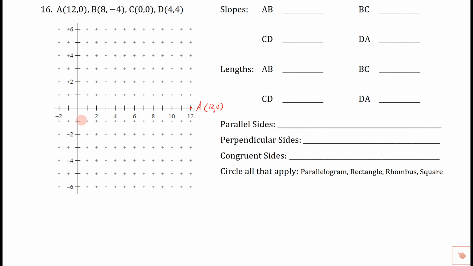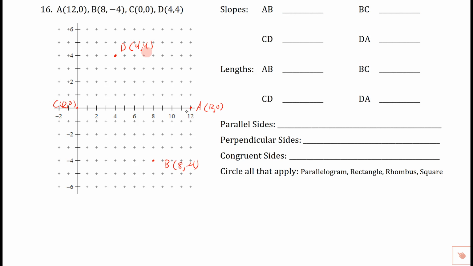B is at 8, -4. So 8, -4. Again, checking out the scale right here because notice it's a little bit different on each one. They at least look a little different. So this is going to be B, and that's 8, -4. And then C is at 0, 0. So we'll put C right here. C is 0, 0, and then D is 4, 4. So 4, 4 is going to end up right here. So 4, 4, there we are.